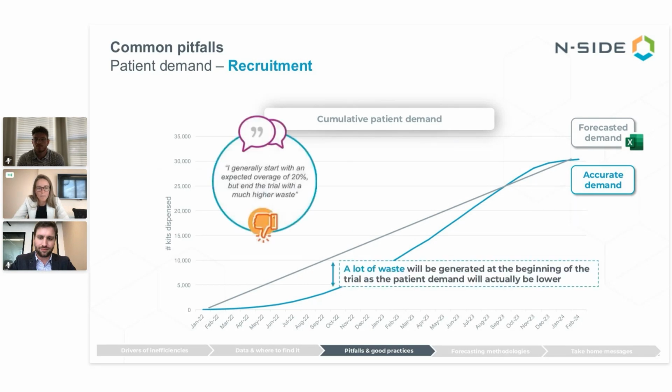So the problem if you're using a linear recruitment is that you might overestimate, in this case, the production that you will need in the short term. So you will miss that visualization of the waste that will be generated at the beginning of the trial if you're considering a linear recruitment. And on top of that, you might underestimate the needs in the longer term. So that's something to keep in mind for the recruitment.